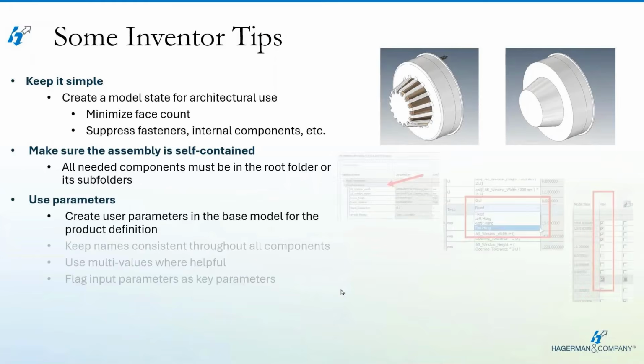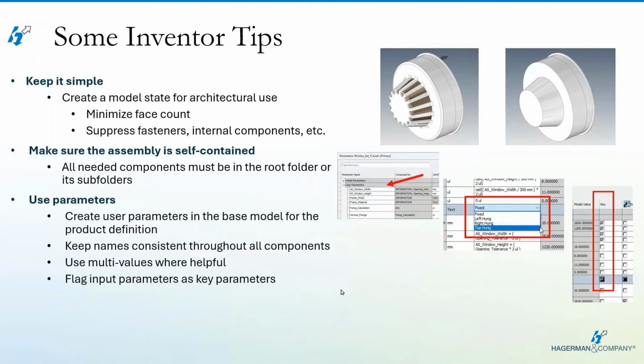Mention this one as well. Use parameters. The user parameters in the base model, in that top level model, are going to be the ones that are keyed into starting to develop your form. And keep those names consistent. If I call it rough opening height, I want to call it rough opening height in everything else in that assembly that uses it.